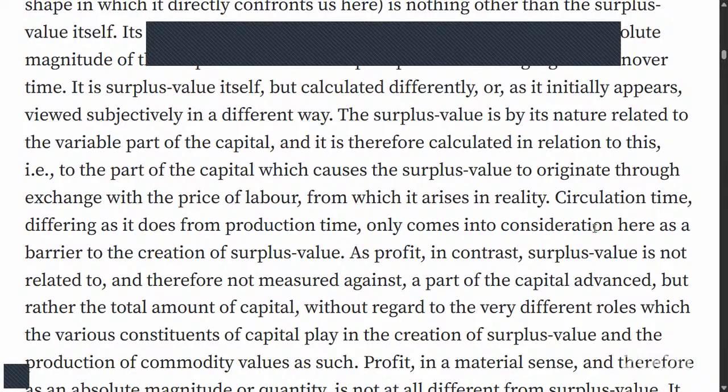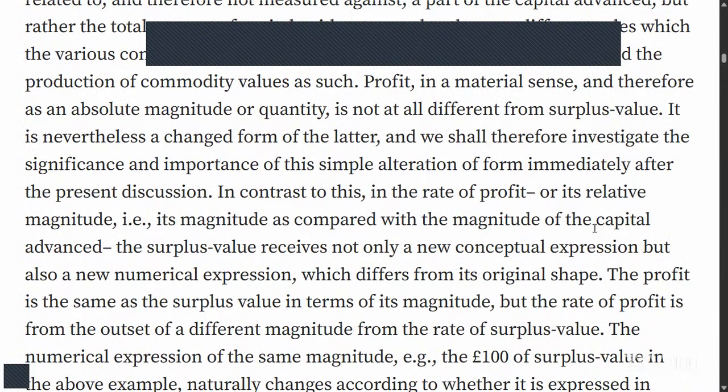Profit, in a material sense, and therefore as an absolute magnitude or quantity, is not at all different from surplus value. It is nevertheless a changed form of the latter, and we shall therefore investigate the significance and importance of this simple alteration of form immediately after the present discussion. In contrast to this, in the rate of profit, or its relative magnitude, i.e., its magnitude as compared with the magnitude of the capital advance, the surplus value receives not only a new conceptual expression, but also a new numerical expression which differs from its original shape.